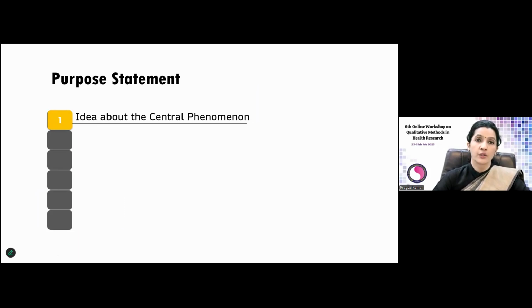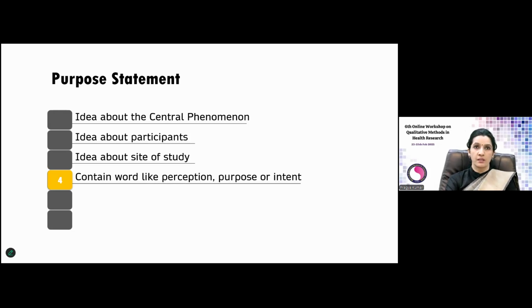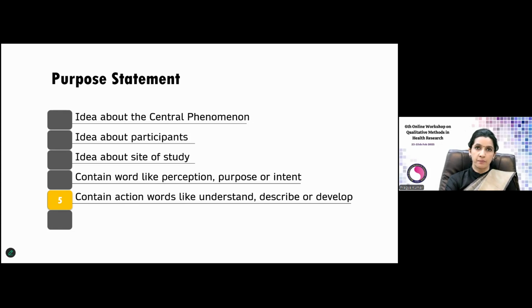Then you should commit about the participants also. You should also tell in the purpose statement the study site, in which site you are going to do the study. Then you mention the purpose or intent of the study, and you should start with these words. It should also contain action words like understand, describe, and develop, the way we describe the objectives. And then it should have neutral or non-directional language.